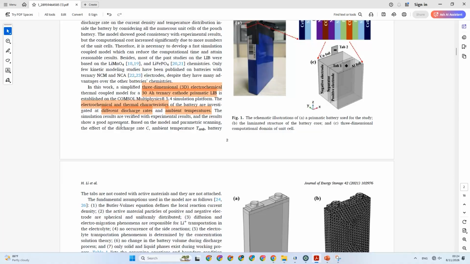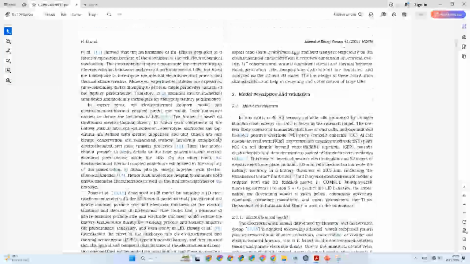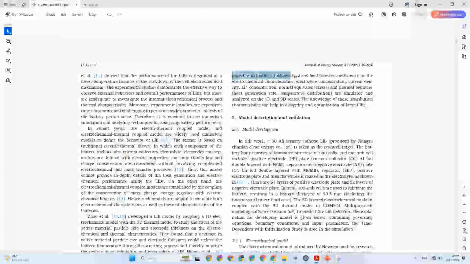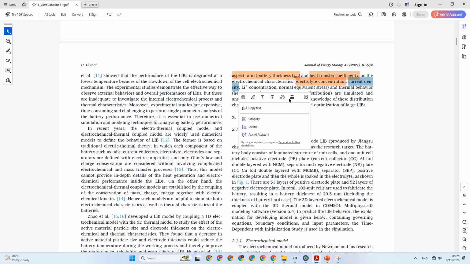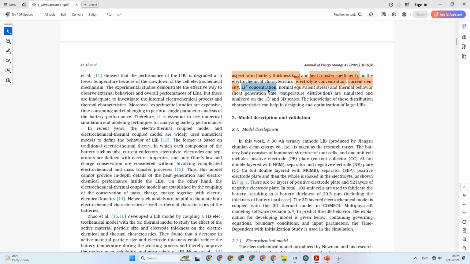And results show a good agreement based on the model and parametric scanning. The effect of discharge rate, it means C, ambient temperature T_amb, battery aspect ratio, battery thickness, and heat transfer coefficient h, on electrochemical characteristics: electrolyte concentration, current density, lithium concentration, normal equivalent stress, and thermal behavior: heat generation rate and temperature.